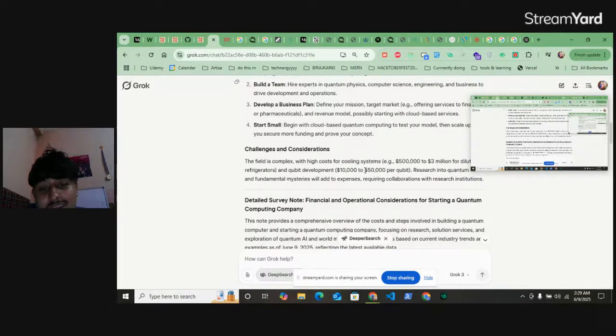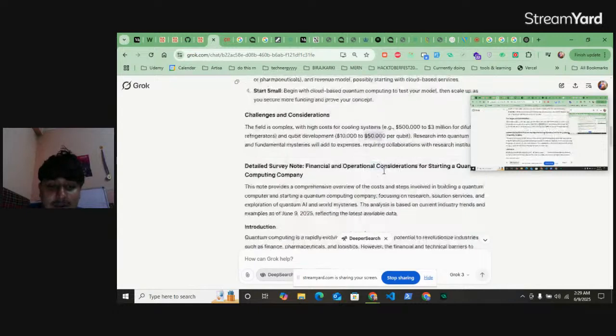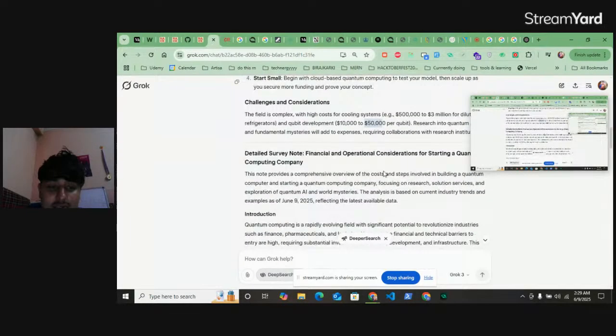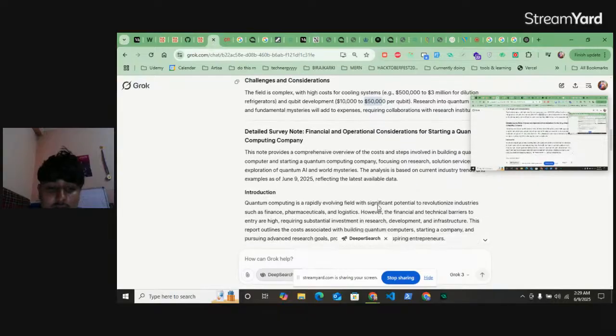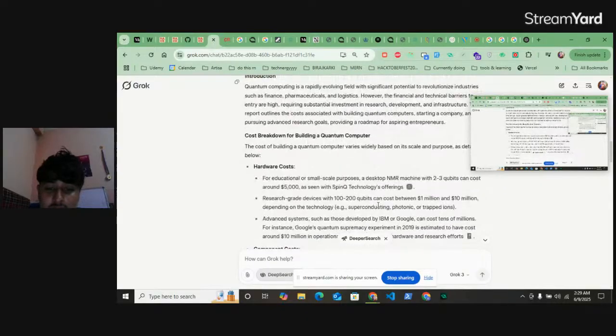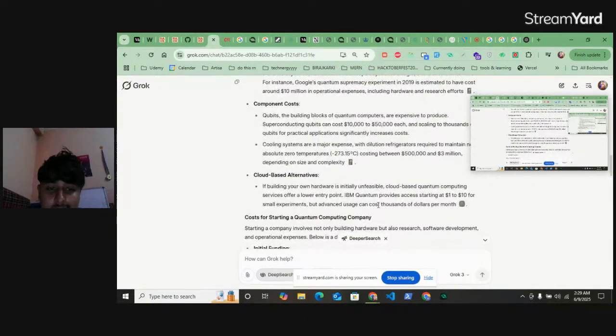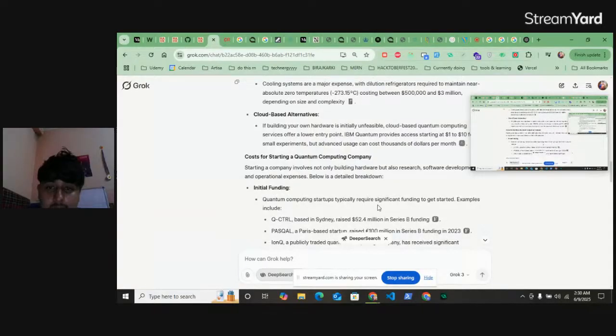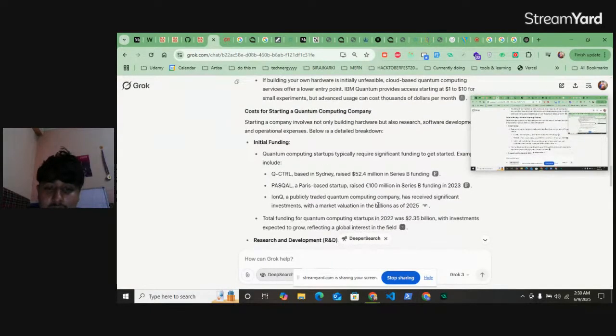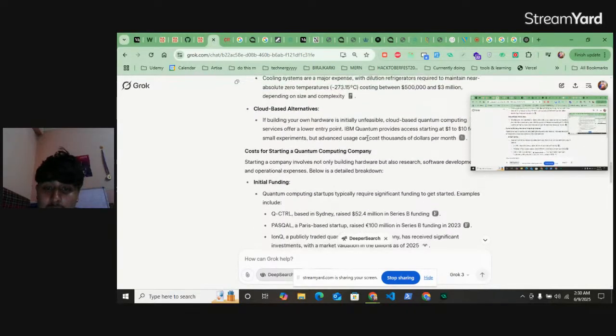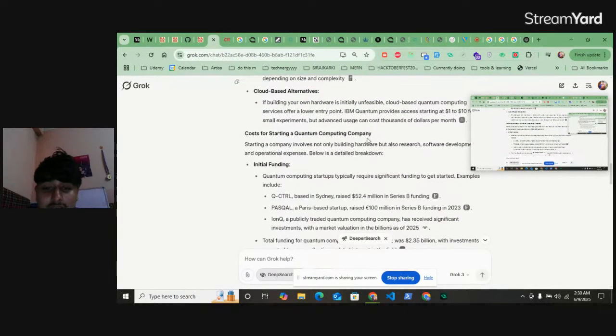Bro, per qubit it costs like $50,000, and I need 50,000 qubits. 50,000 times $50,000. Details survey financial operation. This provides a comprehensive, rapidly increasing cost breakdown, depending on the side funding. Quantum computer startups typically require significant funding to get started.